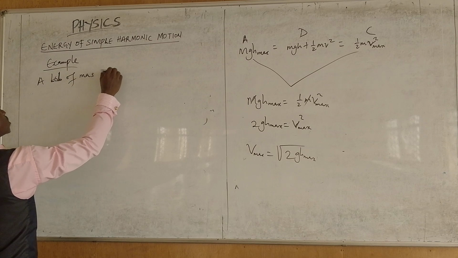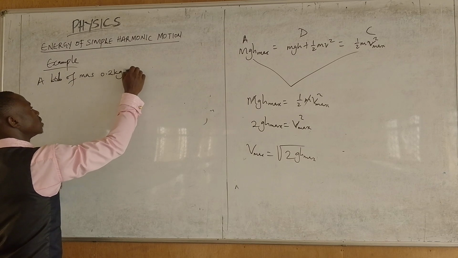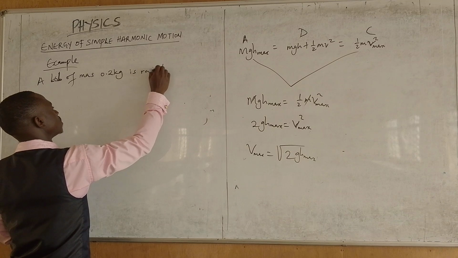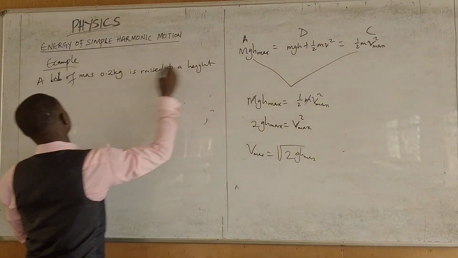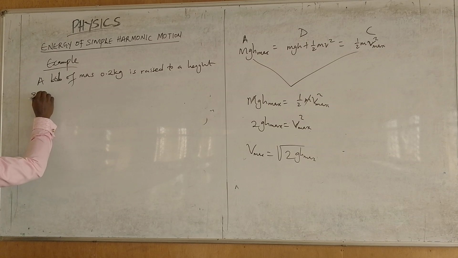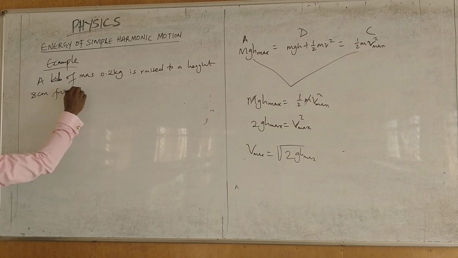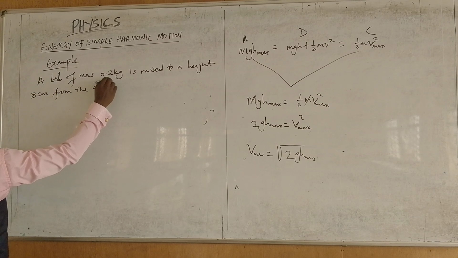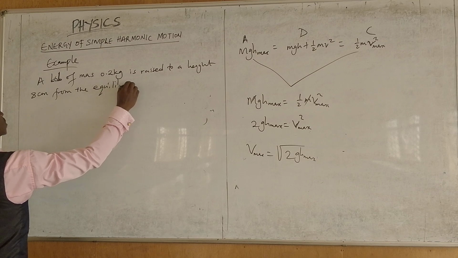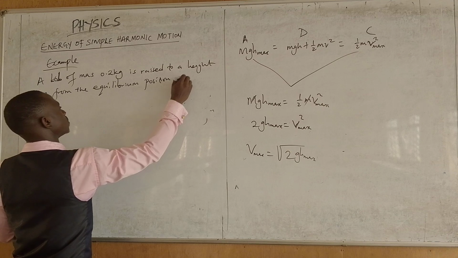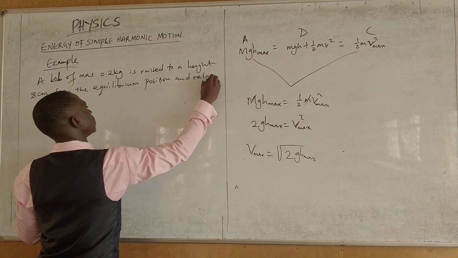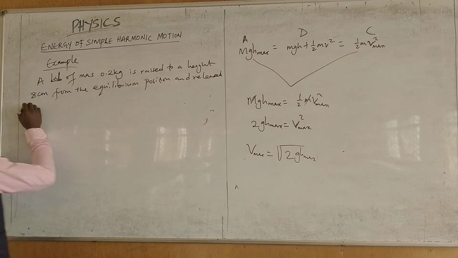A bulb of mass 0.2 kg is raised to a height 8 centimeter from the equilibrium position and released to oscillate freely.